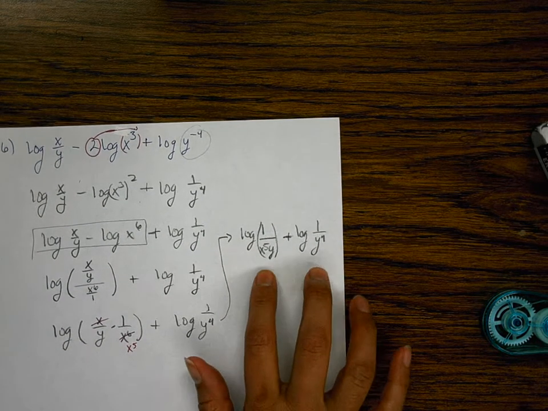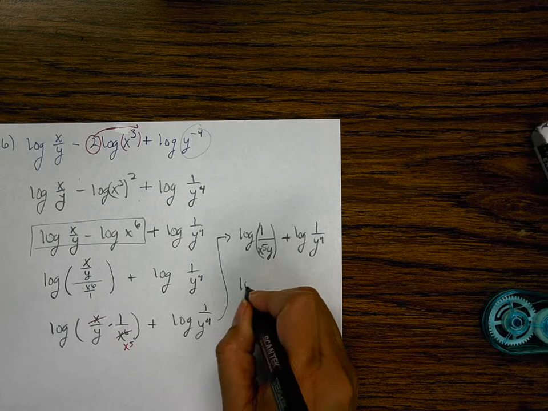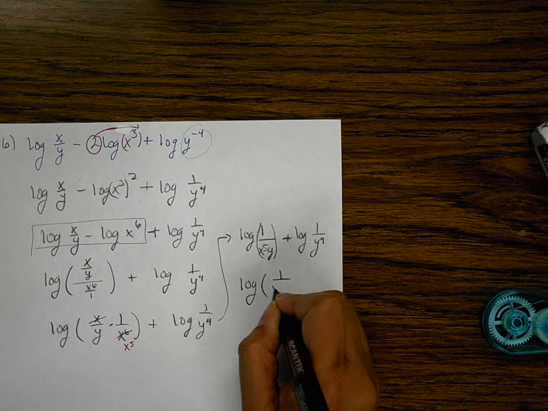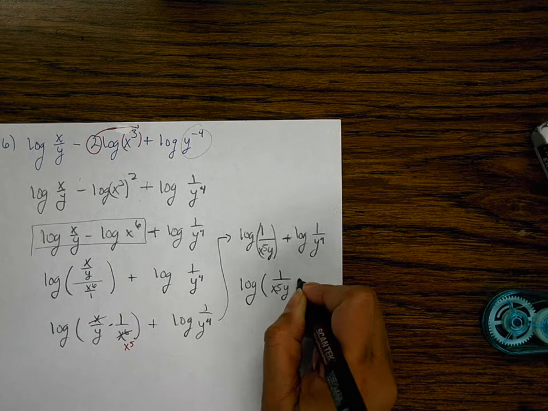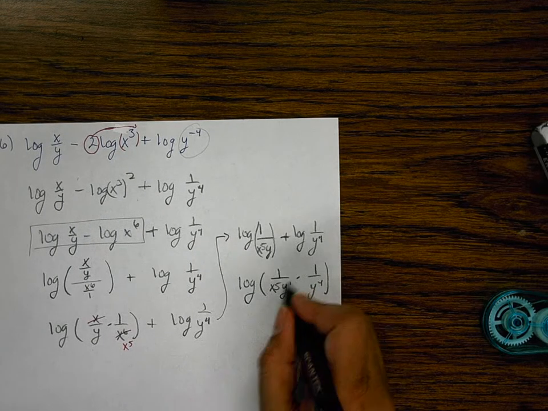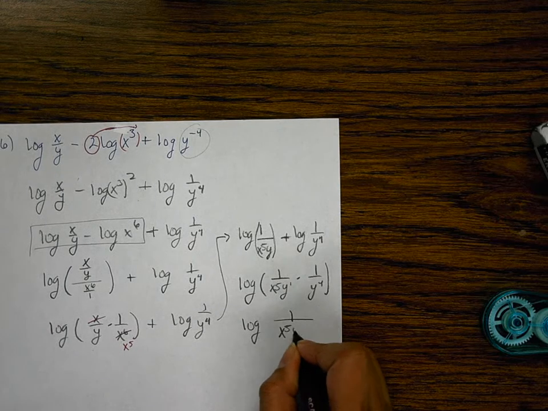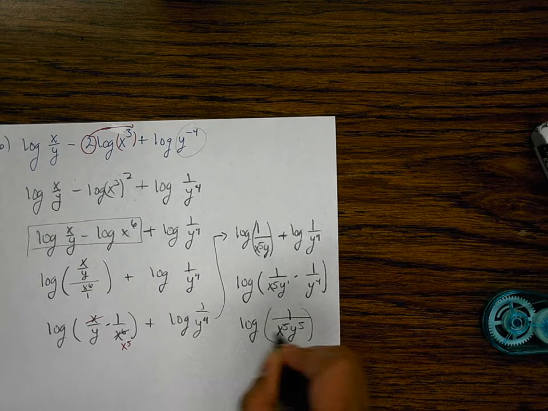Okay, so addition is multiplication. That was in your notes. It's also on your worksheet. So I'm going to multiply these two fractions. Log of 1 over x to the 5th y times 1 over y to the 4th. Add those exponents because they're like bases. Log of 1 over x to the 5th y to the 5th.